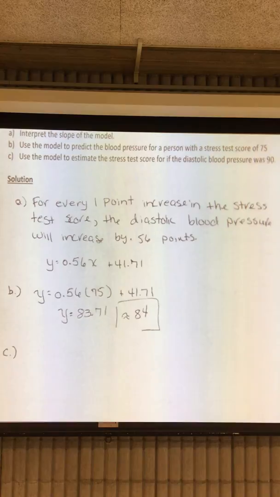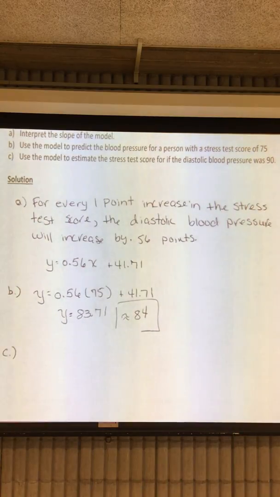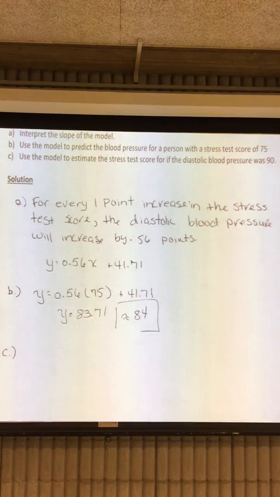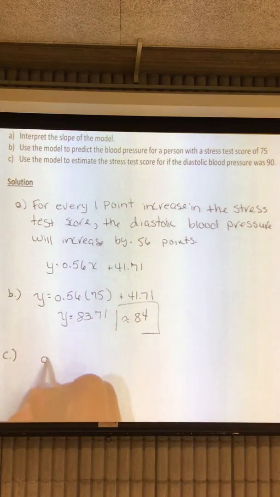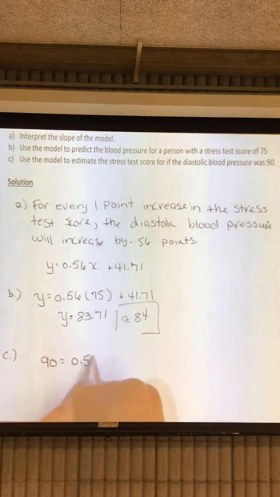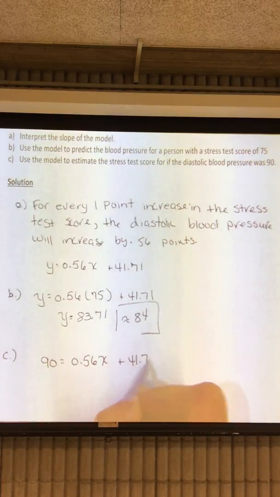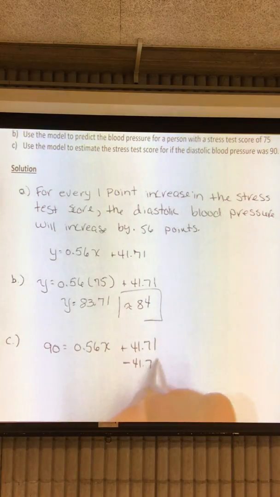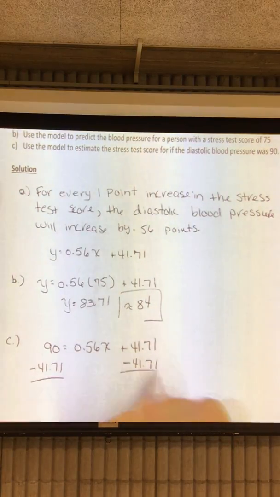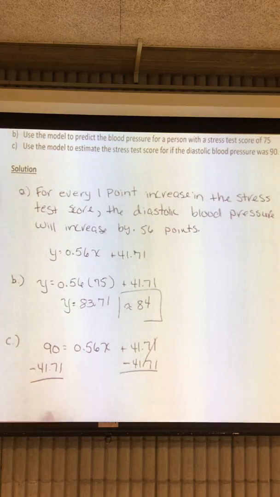And letter C, using the model, estimate the stress test score if the diastolic blood pressure was 90. So now we are solving for X. We are plugging our 90 into our Y, because our Y is our blood pressure. So 90 is equal to 0.56x plus 41.71. Here we're going to do a little bit of algebra and combine like terms. Subtracting 41.71 from both sides, we have 48.29 is equal to 0.56x.